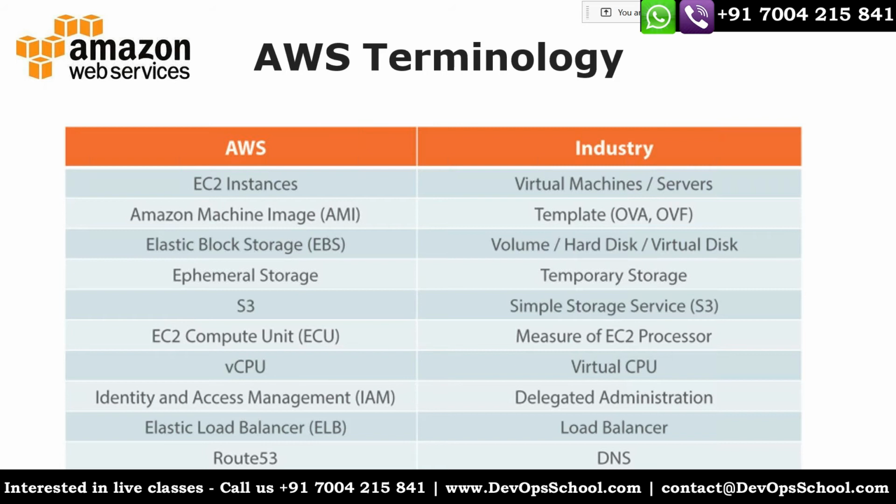When we call it in AWS EC2 Compute Unit, ECU, basically in industry we call it a measure of EC2 processing, and vCPU in AWS in industry we call it virtual CPU. Identity and Access Management, in short we call it IAM, in industry we call it delegated administrator. ELB we call it in industry load balancer. Route 53 in AWS we call it DNS. So just become comfortable. Anyways, we'll go into each and every service and get into that.